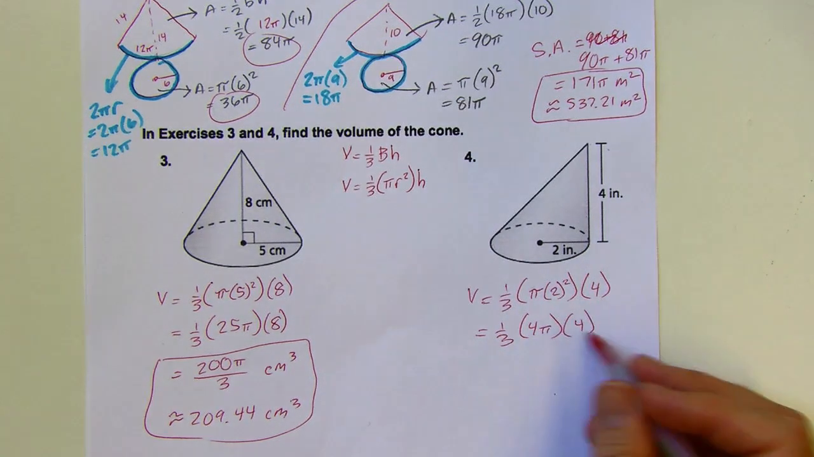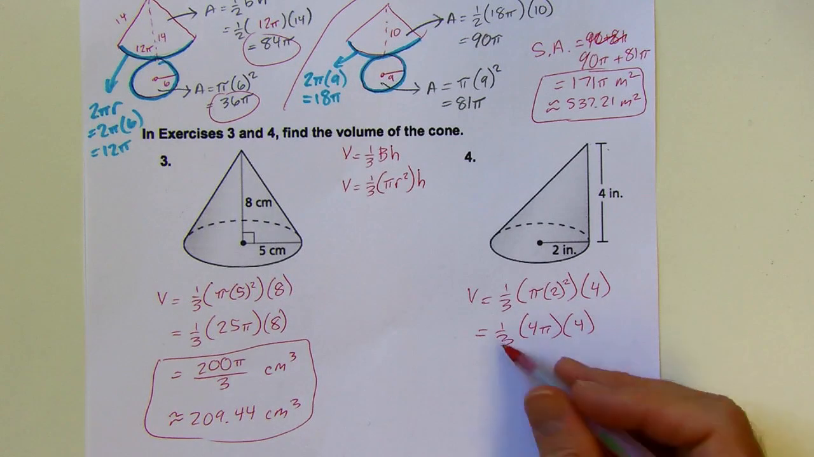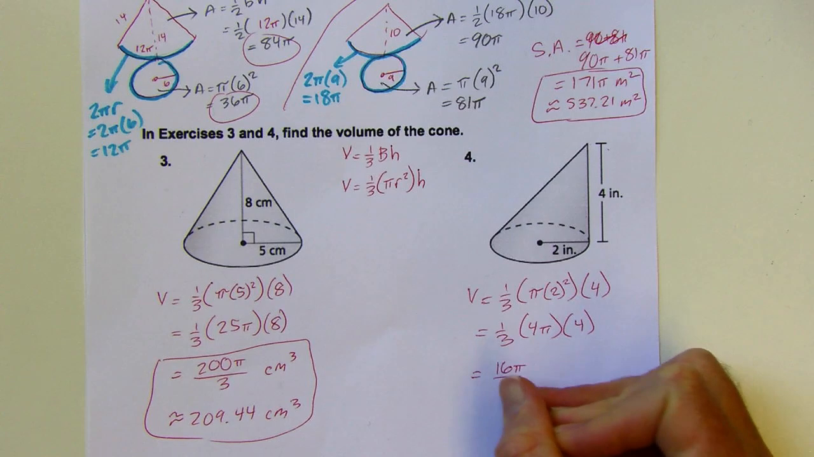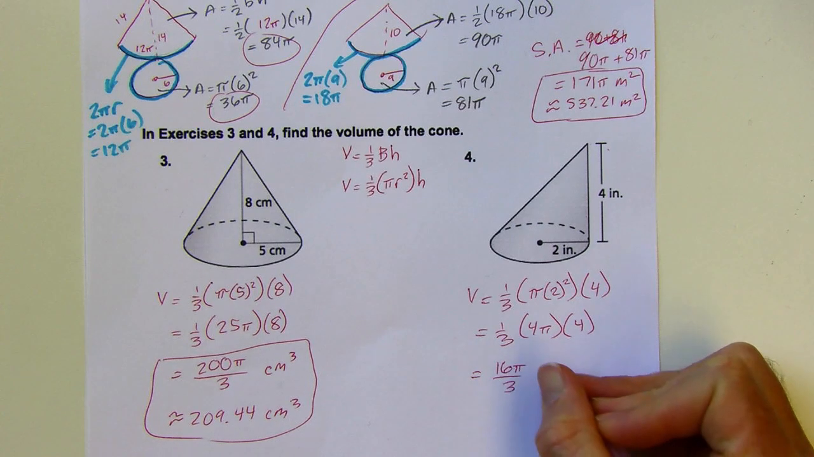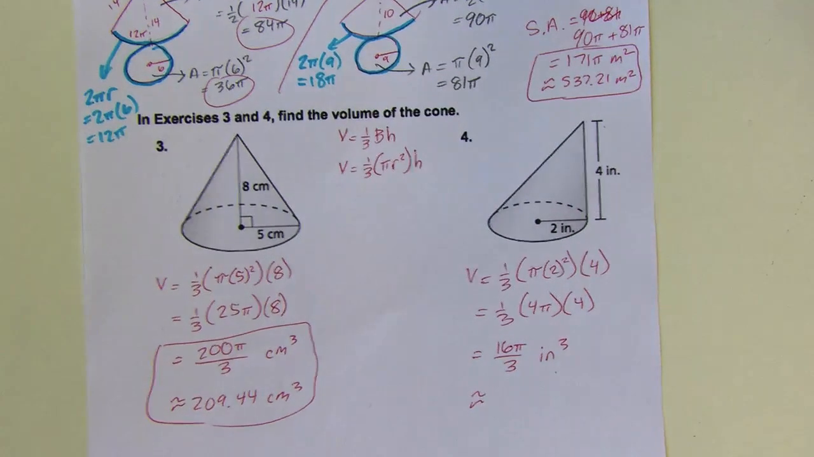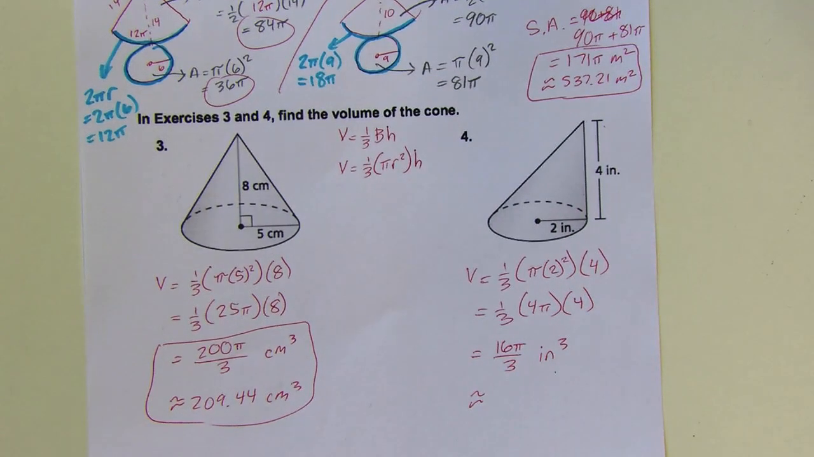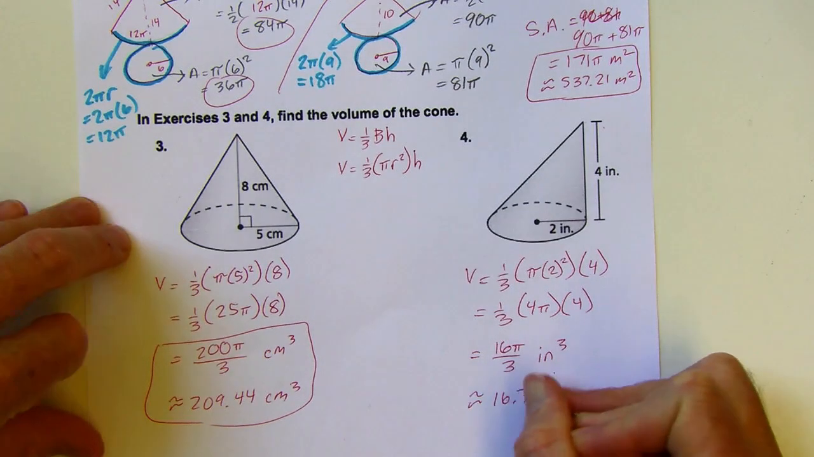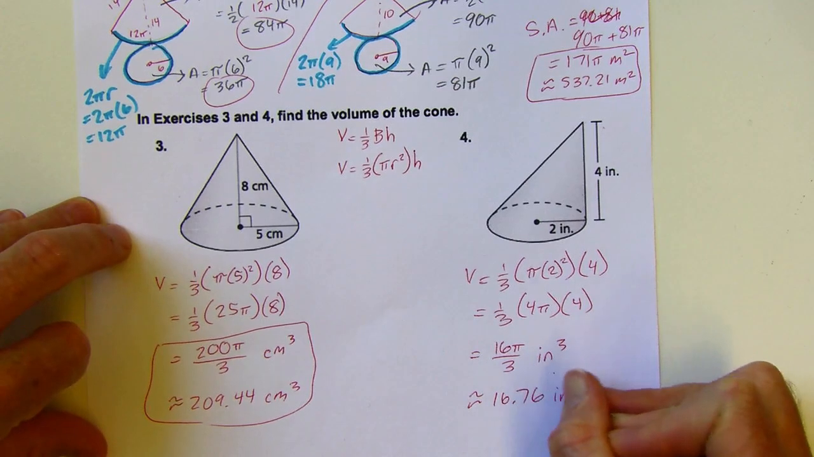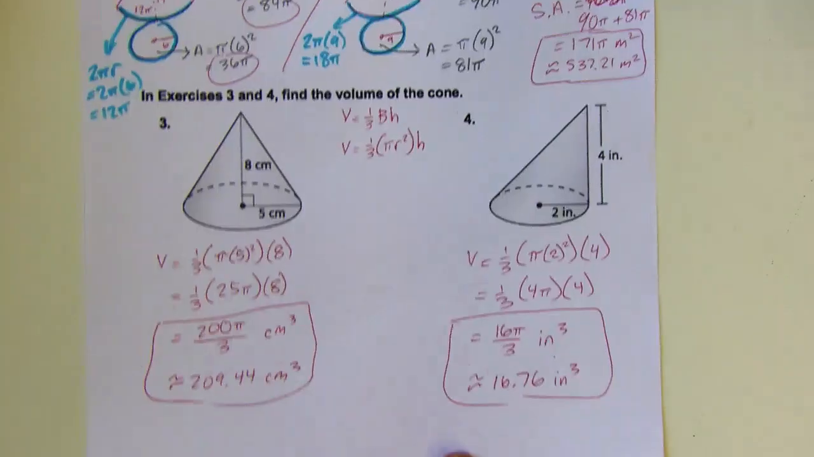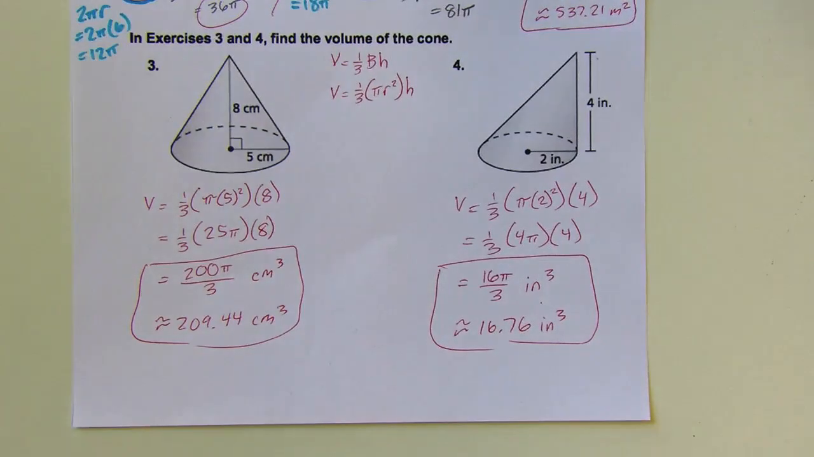Okay, so 4 pi times 4 would be 16 pi, and then divided by 3. So this is going to be 16 pi over 3 cubic inches, or I don't know what that is. Let's check it out. 16 pi divided by 3 gives me about 16.76. Okay, on to the next page.